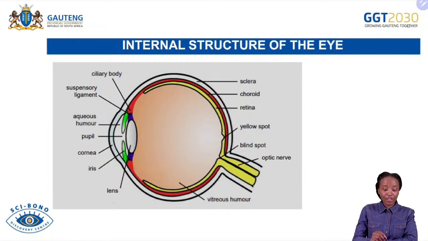You can also go further to do the outside layer, which is white. So you leave it white. You're not going to put the color. And then the middle layer, which is the choroid, you can use the red color to differentiate.